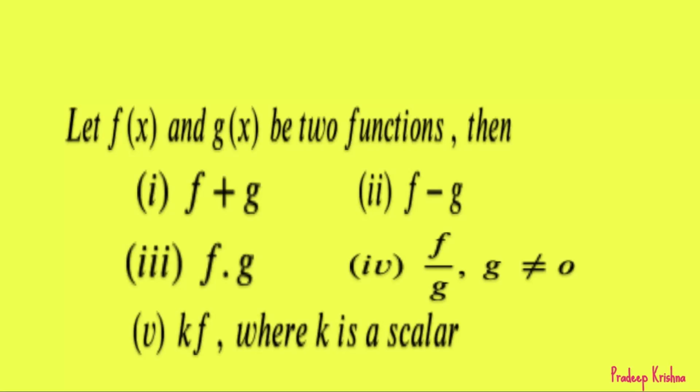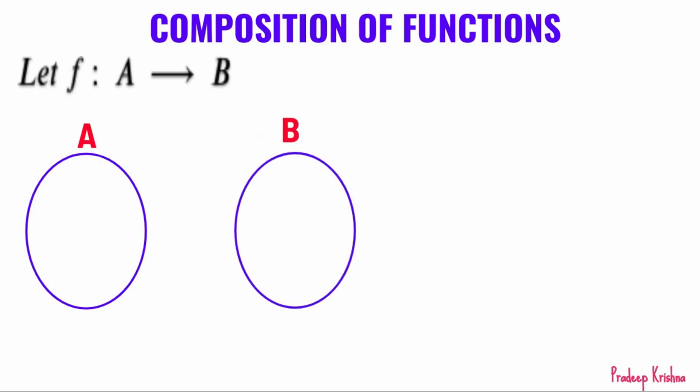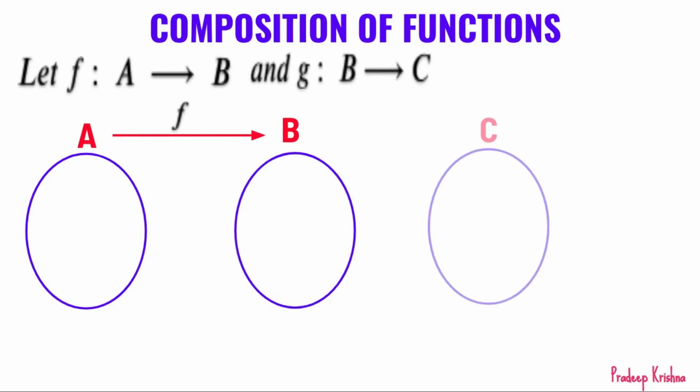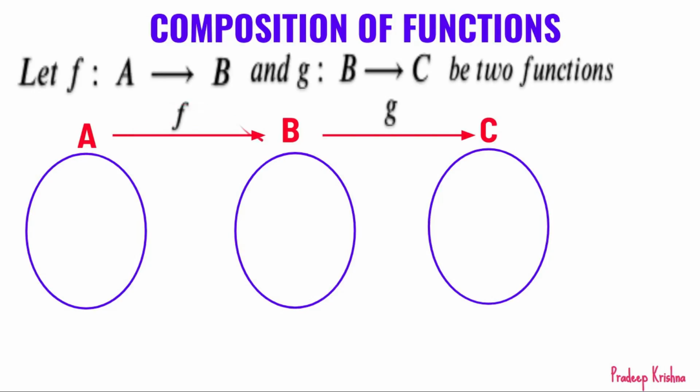Now in second year we will discuss an interesting operation on functions. It's a composition of functions. So what is composition of functions? How can you find the composition of two functions? See, f is a function from A to B and g is a function from B to C. That means the domain of f is A and the codomain is B. The domain of g is B and the codomain is C.